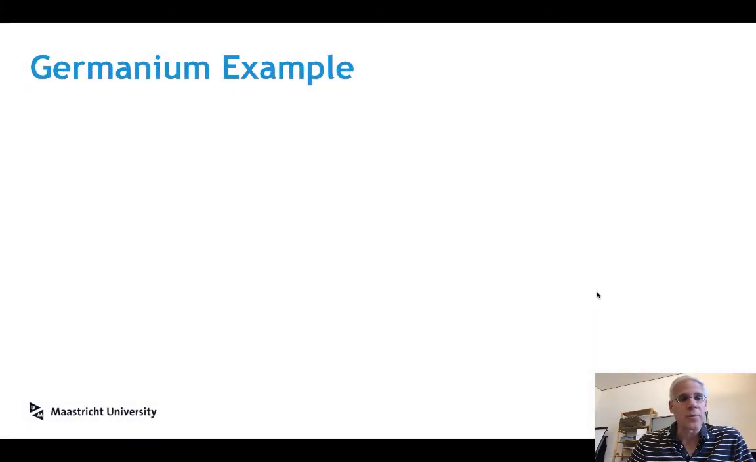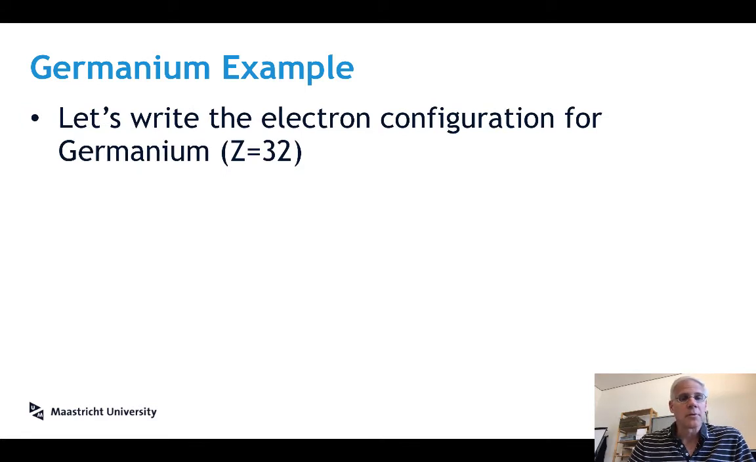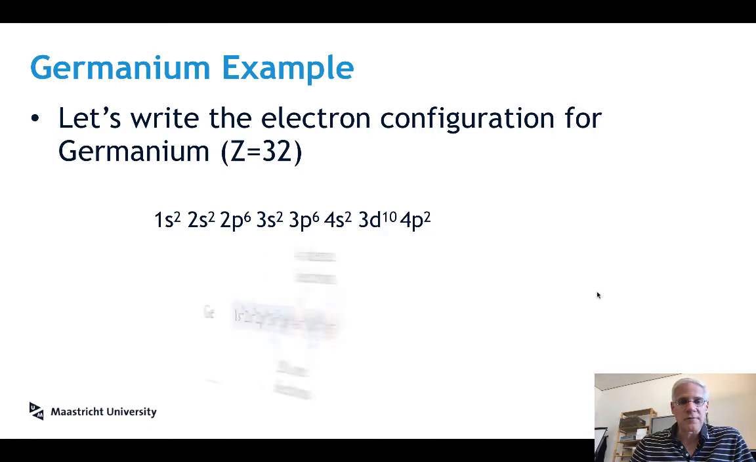Let's look at an example of germanium here. So let's look at the electron configuration for germanium. It has an atomic number of 32, which means it also has 32 electrons. So we're going to have our 1s2, 2s2, 2p6, 3s2, 3p6, that brings me up to 18 electrons, 4s2, 3d10, and then 4p2. Okay, so there's my electron configuration.